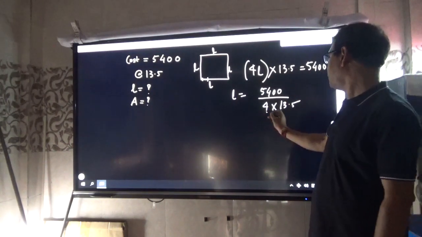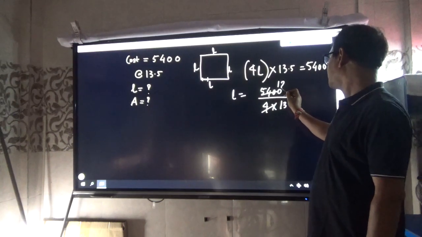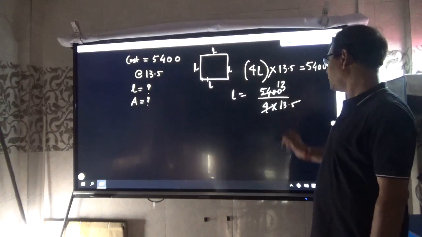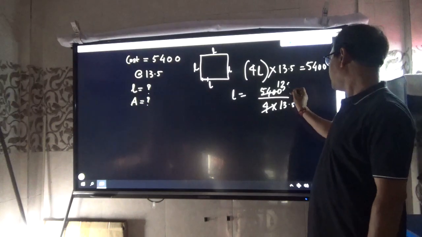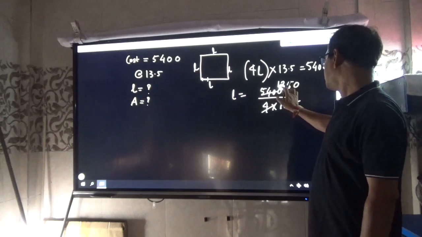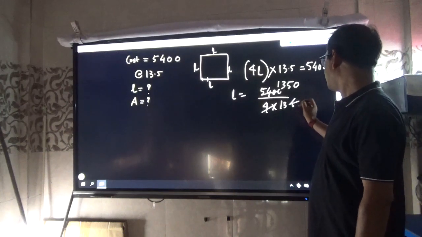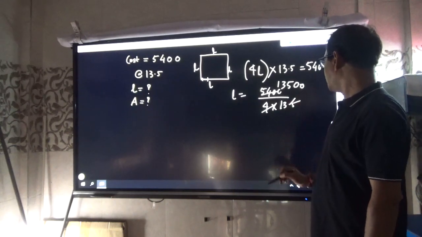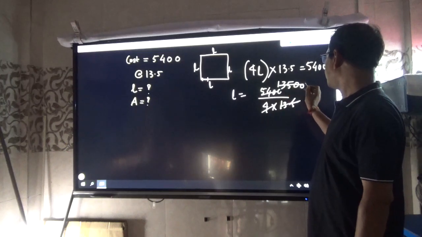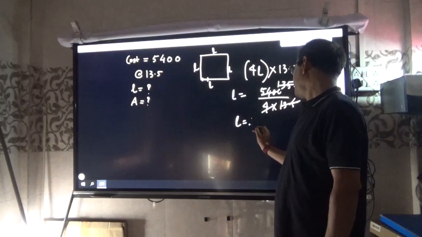Correct. So 4 times 1 is 4. 4 threes are 12. 4 fives are 20. Okay. So it is 1350 and this is 35. So we just multiply, remove the decimal, you will get a 0 here. 135 cancels, 100. So the length is 100 meters.